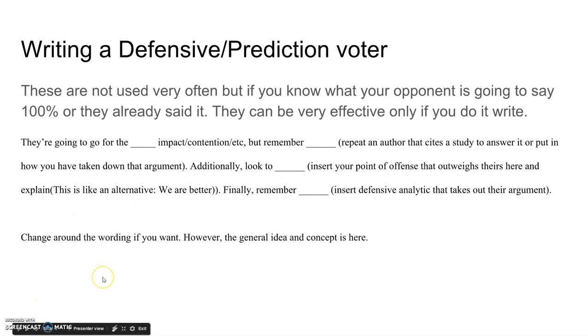This is a defensive voter template. Again, similar to the other one, I really don't suggest you use this too many times after you get experience, but this is the idea.